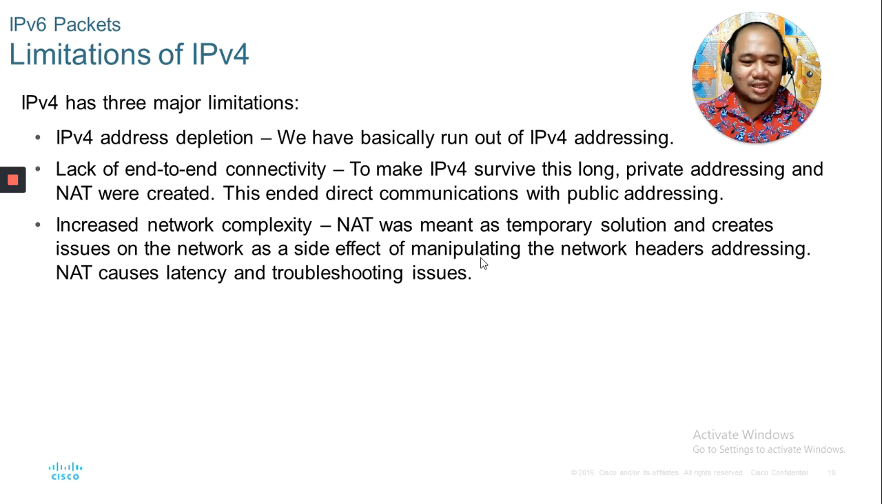IP version 6 can cater 340 undecillion addresses. To be exact, IP version 4 has 4 billion IP addresses, so 4 billion times 4 billion times 4 billion times 4 billion, multiplying by 4 times. That is 340 undecillion. Because of the lack of end-to-end connectivity, to make IPv4 survive this long, private addressing and NAT were created. That's why there is network address translation, in order to mitigate the issues of running out or depletion of IP version 4.